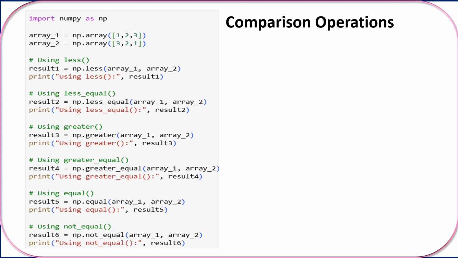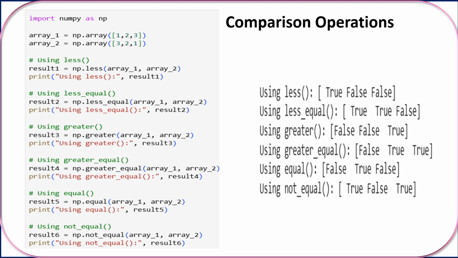The same operation is performed with the function. Earlier in the previous part, we performed it with the operator. Now we are performing it with the function. So we'll check what the output is. 1 is less than 3, true. It's just np dot less. 2 is equal to 2, but we have asked for less than, so it is false. And 3 is greater than 1, so it is not less, hence it is false. Likewise, the other functions perform, and the output is shown here.